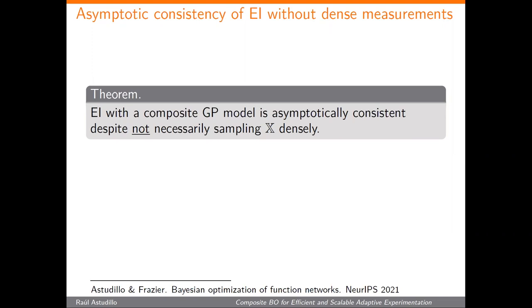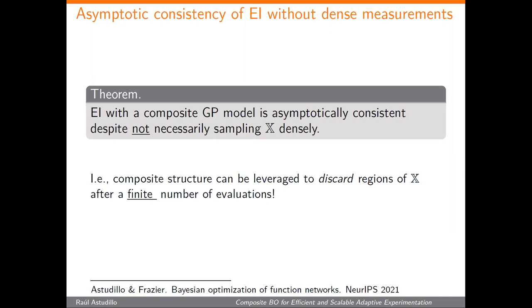What's interesting and what's new is that we can show this even though this acquisition function may not sample the domain densely. So what this is saying is that the composite structure can be leveraged to discard regions of the space after just a finite number of evaluations. Some technical assumptions are required to show this theorem. I'm not saying this fully explains the performance improvement that we're seeing in practice, but I do believe that this really reflects what's going on in practice.